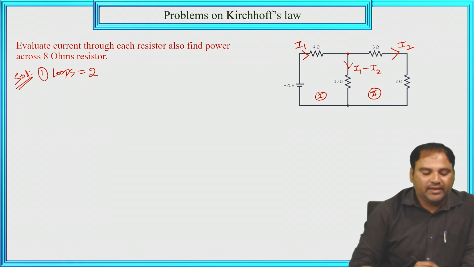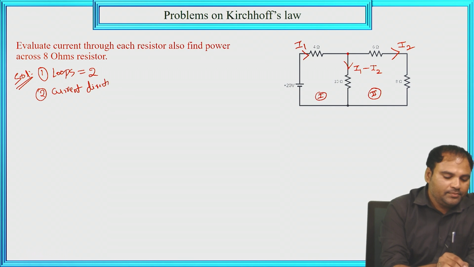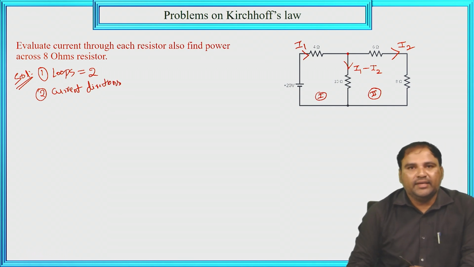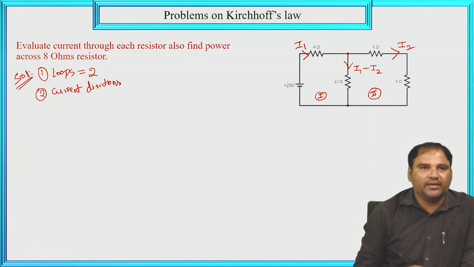Here is the current direction, that is step number 2. So we have to give the current directions through each and every element. At 4 ohm, current is I1. At 6 ohm and 8 ohm, current is I2. At 10 ohm, current is I1 minus I2. That is step number 2, current direction.